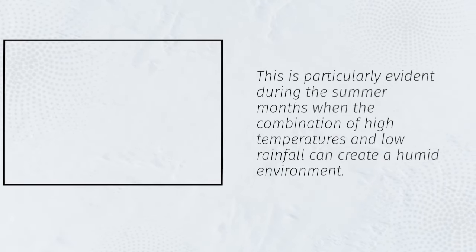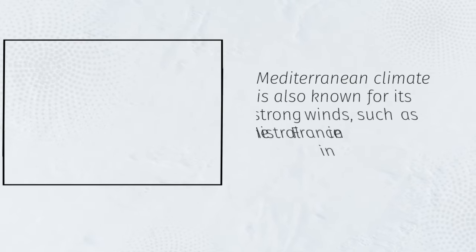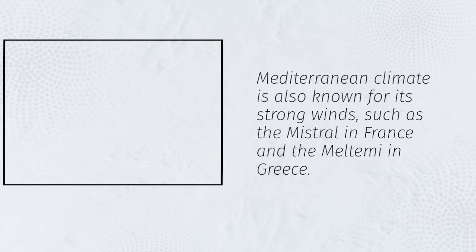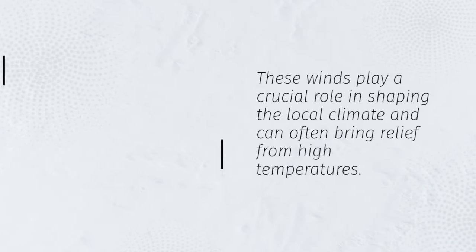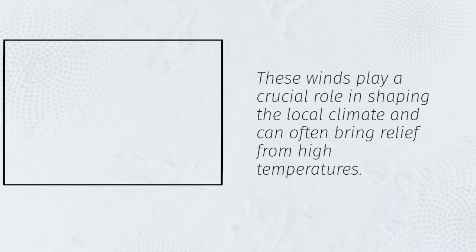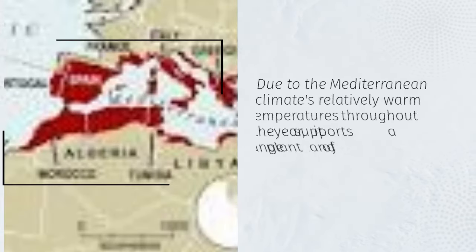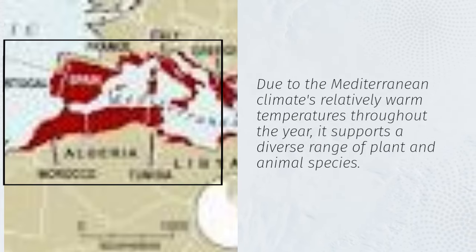Mediterranean climate is also known for its strong winds, such as the Mistral in France and the Meltemi in Greece. These winds play a crucial role in shaping the local climate and can often bring relief from high temperatures. Due to the Mediterranean climate's relatively warm temperatures throughout the year, it supports a diverse range of plant and animal species.